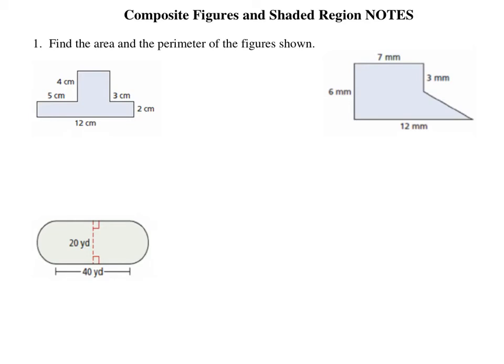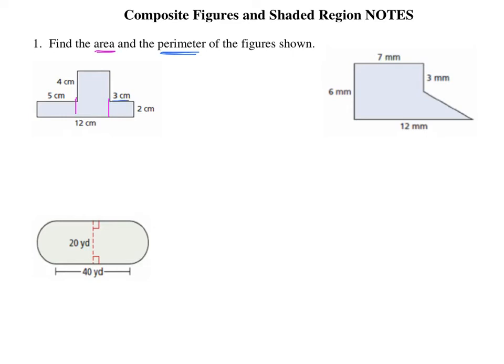So in this first one, I see it divided up like this. If I look at each individual rectangle, then I can figure out what the individual areas are going to be and then add those together. I'm also needing to find what the perimeter is going to be of these figures as well. So if we want to do the perimeter first, we can.